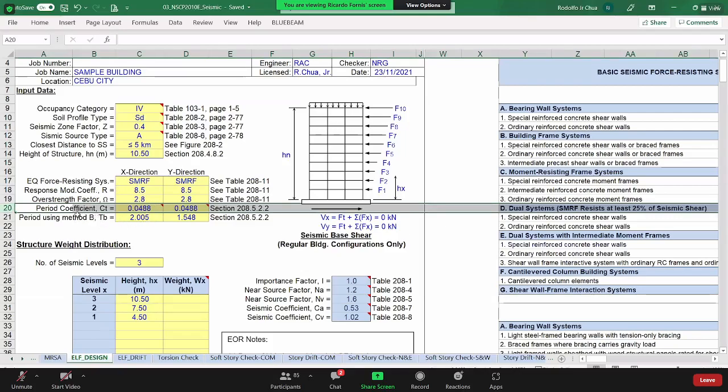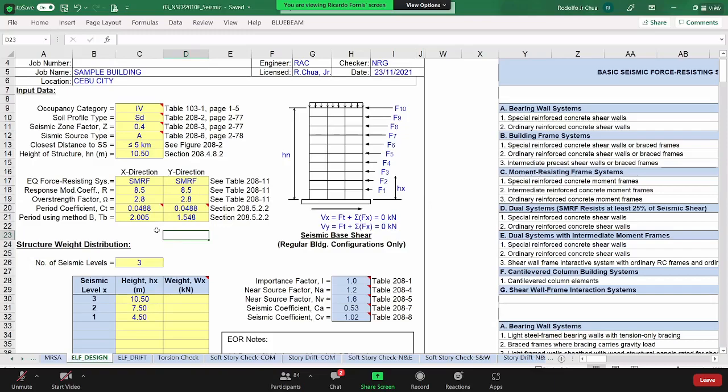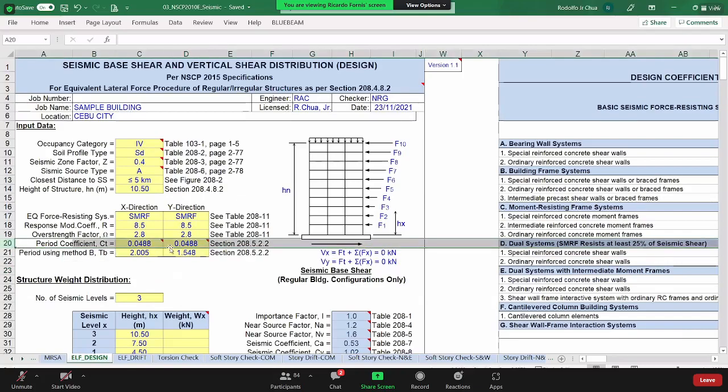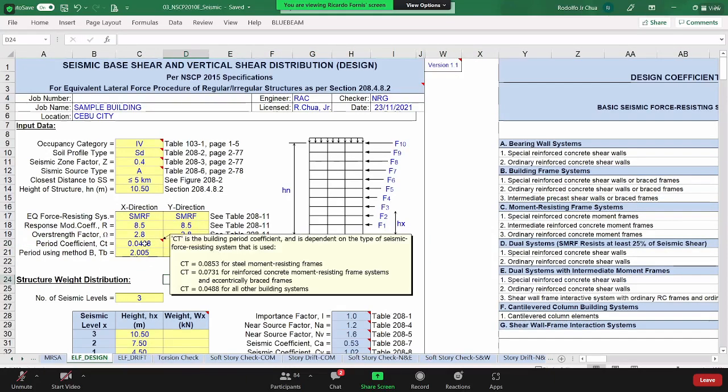Next parameter is the period coefficient. Now, it's important that we consider the period in our coefficient because the building period is important in determining the seismic force. Now, the code is simplified. So, instead of doing dynamic analysis, 3D dynamic analysis, we can compute the period using an empirical equation. And that empirical equation needs an input for the period coefficient. So let's look at the notes.